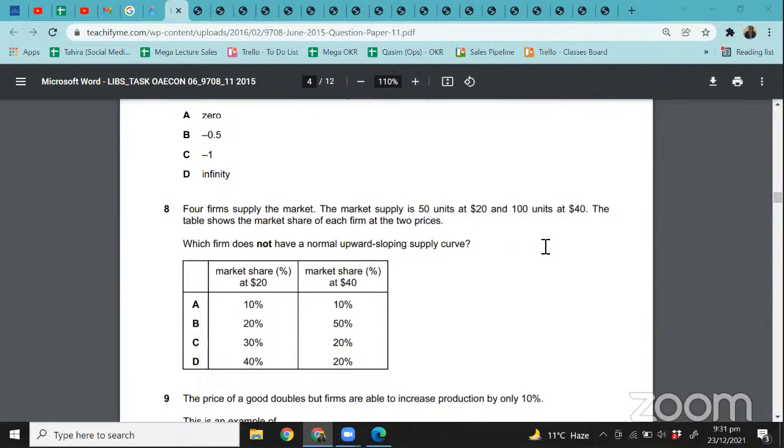Right, but it's more of market share. It doesn't say the market supply. I was also thinking that if it's market supply, like the quantity produced, then you would have been absolutely right. Which firm does not have a normal upward sloping market share?